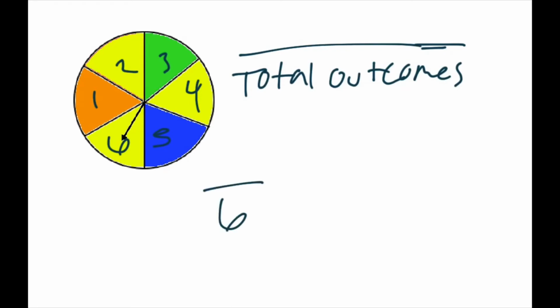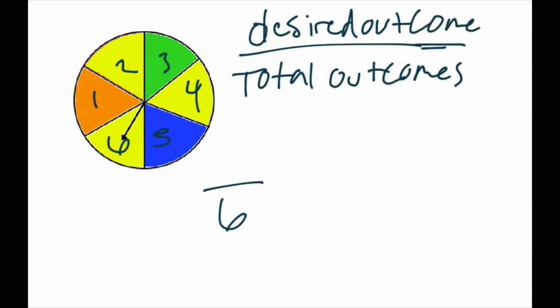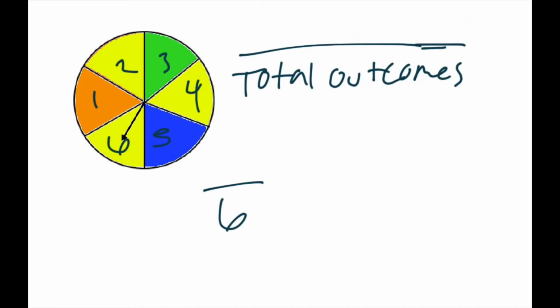That's the maximum number of outcomes that we could get with this situation. Then we're going to put on top the desired outcome. And we're going to talk more about this next week, so don't be afraid. We're going to spend a good amount of time on probability. So we have our desired outcome, or another way, what we want, what we're looking for.